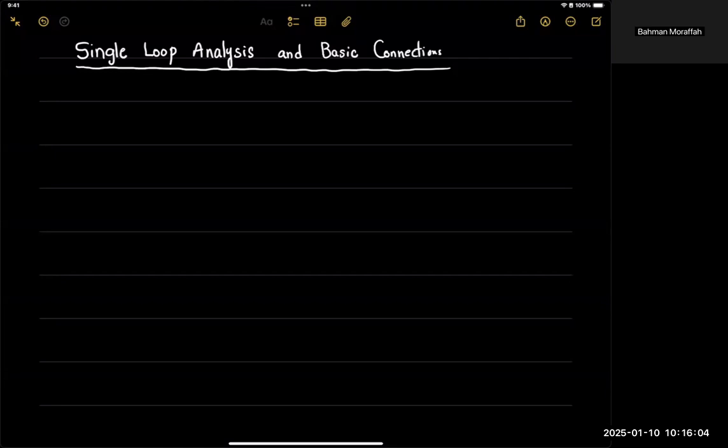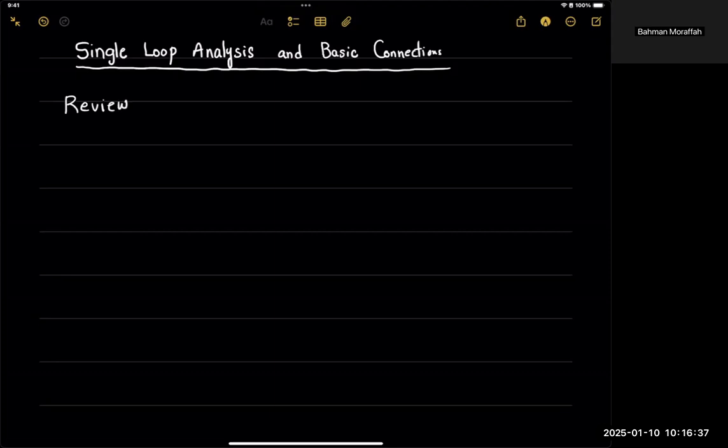Talking about single loop analysis, KVL and KCL a little bit more. We're going to do a few more examples to make sure it sinks in and we know how to do problems using these two methods. And then we're going to move on to basic connections of resistances, how they can be connected to each other, and if we have them in certain ways, how we can simplify them down to a circuit that's easier to analyze. But before we get started, let's have a quick review of what we talked about before.